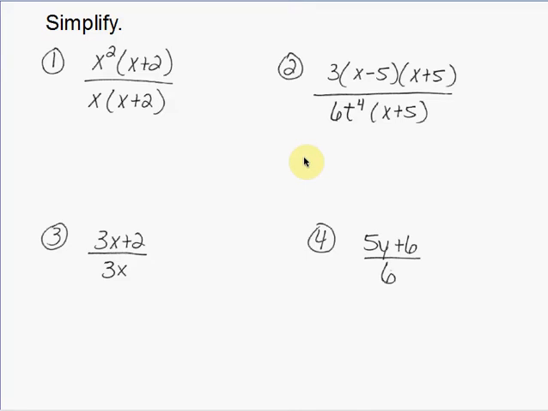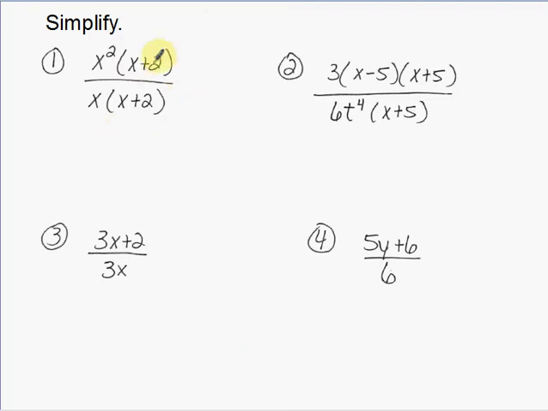Alright, so we're going to take a look today at simplifying some rational expressions. These first four examples I already have factored, and that's something you want to keep in mind: you always need to do that before you simplify the fractions. You need to factor the numerator and the denominator separately before you can cancel out any common factors. So let's go ahead and take a look at a few problems here.